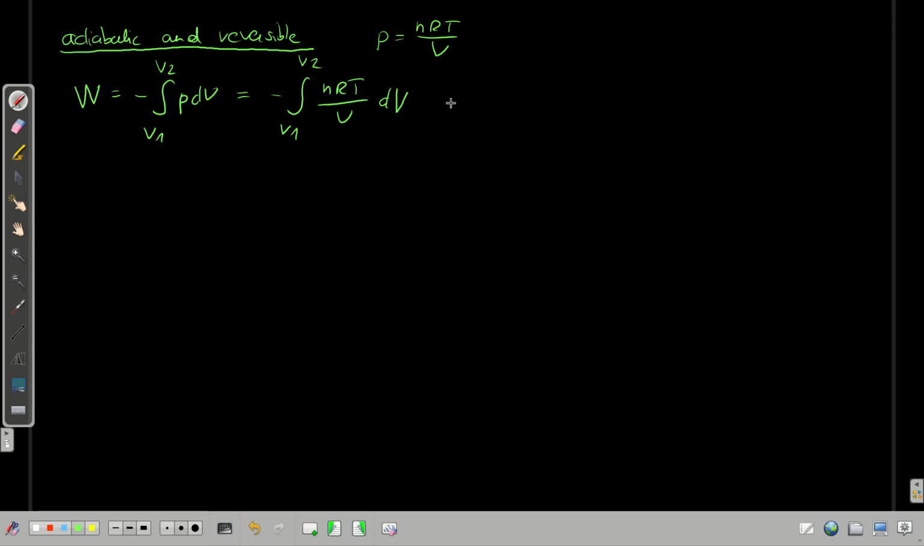And adiabatic means that the exchanged heat is 0. So again, our delta U, the change in total energy, is 3/2 R times amount of substance times delta T. And the goal of this example here is to show that also for the adiabatic and reversible case, there is a temperature change when expanding or compressing the gas. So for this purpose, let's write this expression and the expression for work in differential form.